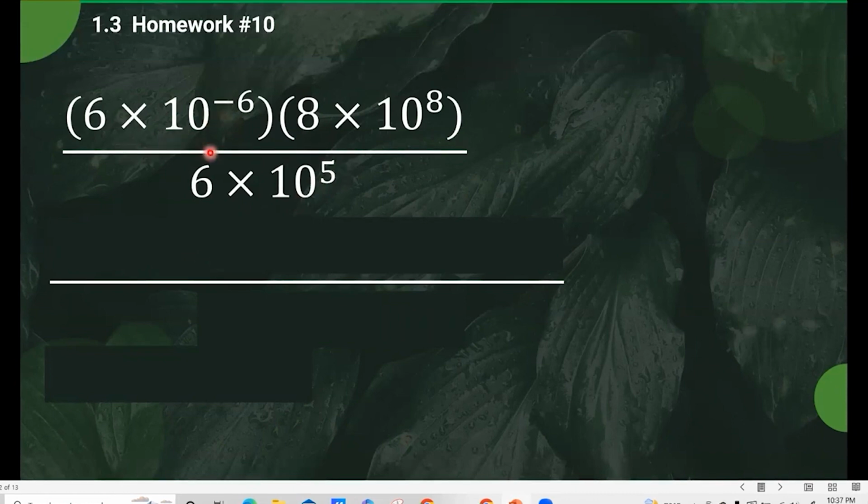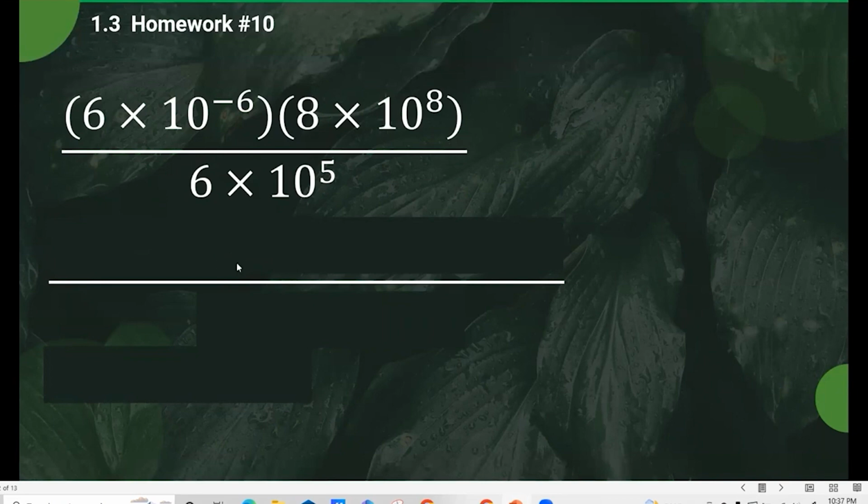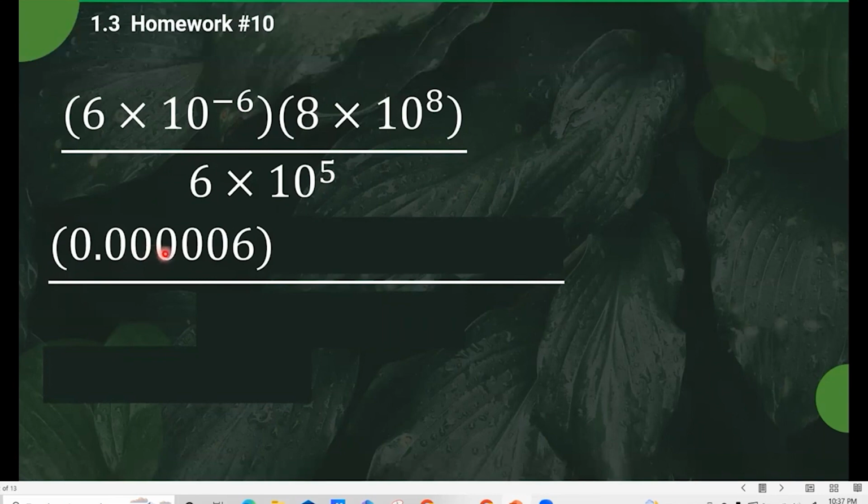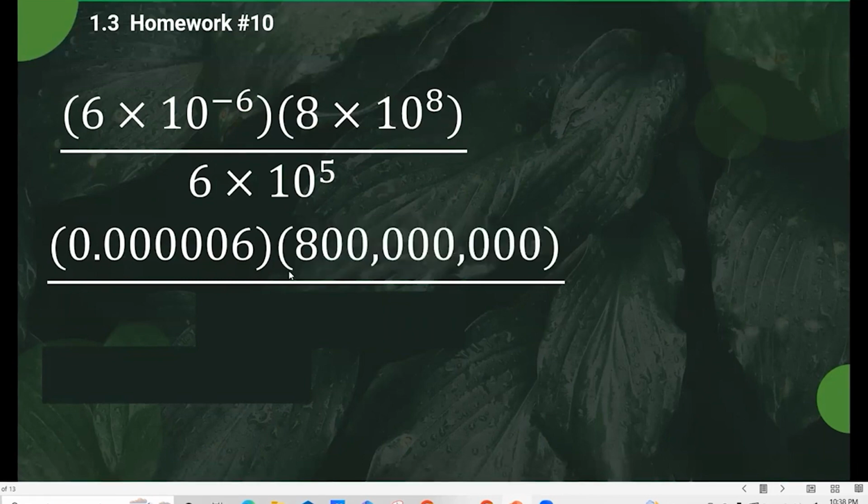All right, so 6 times 10 to the negative 6th. This is negative 6, that means it's a small number. So I'm going to make this a small number. It's like 5 zeros and then a 6. So that's what we get here: 1, 2, 3, 4, 5 zeros and then a 6. Then you're going to have 8 with 8 zeros. Big number. 8 with 8 zeros. And then in your denominator, you're going to have 6 with 5 zeros.